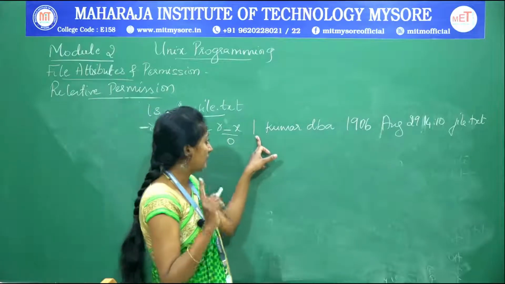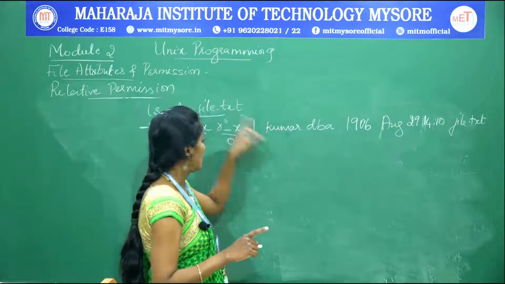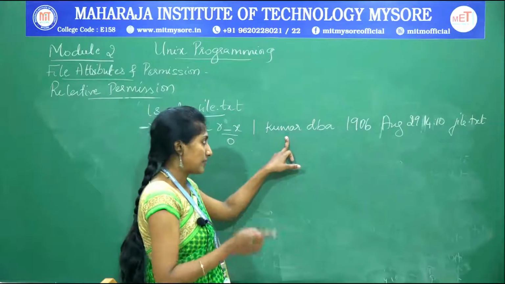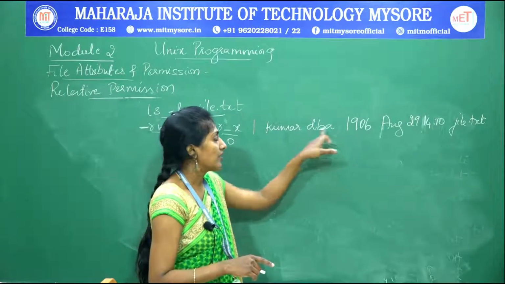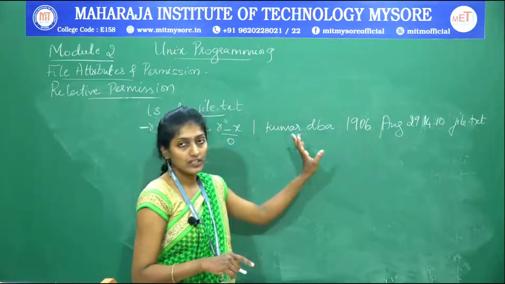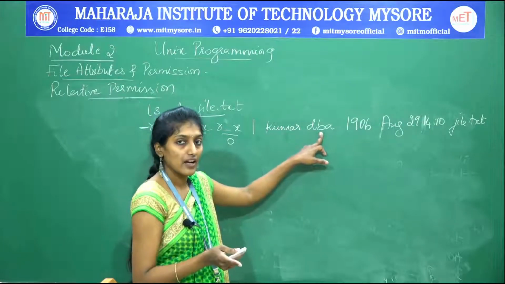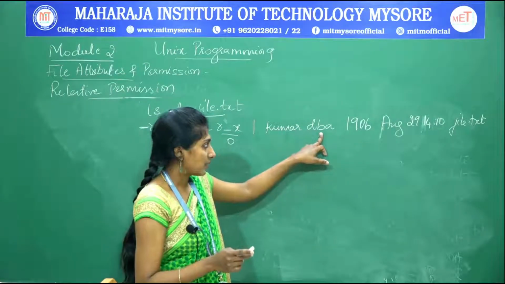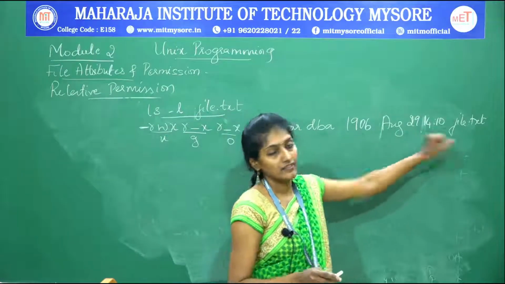Link count is one, meaning only one file has been associated with that particular file name. Kumar is the user owner of that file. DBA is the group this file belongs to, and whoever is in the DBA group, all those members can access file.txt. This is the byte size, last modification time, and the file name.